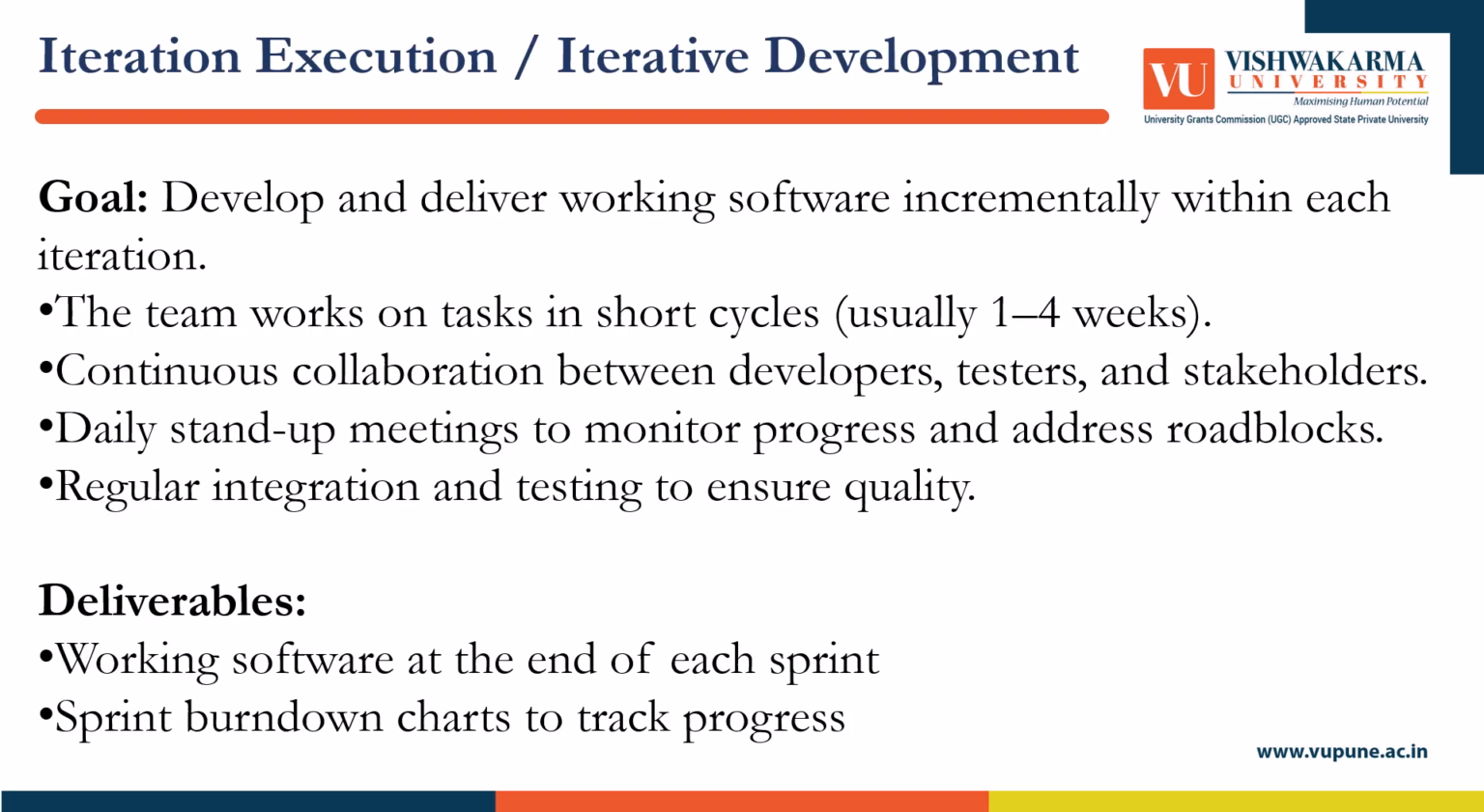The third one is iterative development or iteration execution. Develop and deliver working software incrementally within each iteration. The team works on tasks in short cycles, usually like 1 to 4 weeks. Continuous collaboration between developers, testers, and stakeholders. Daily stand-up meetings to monitor progress and address roadblocks. Regular integrations and testing to ensure quality. Deliverables are like working software at the end of each sprint. Sprint burndown charts to track progress.